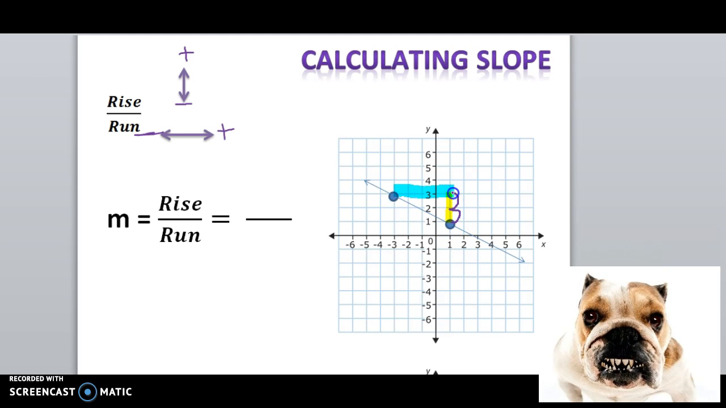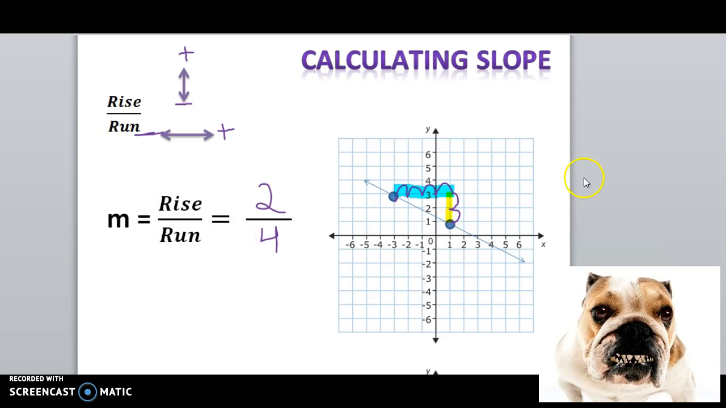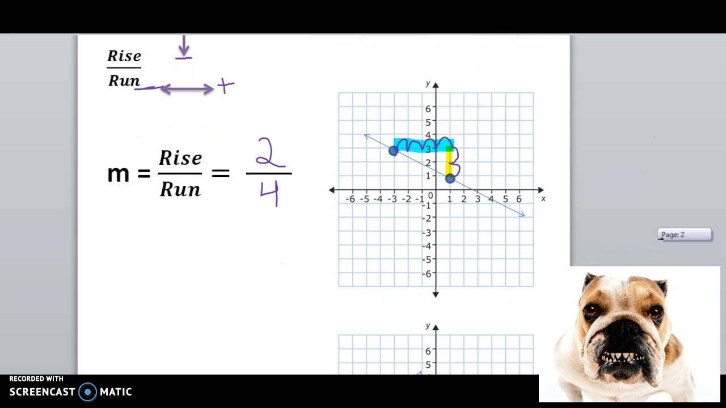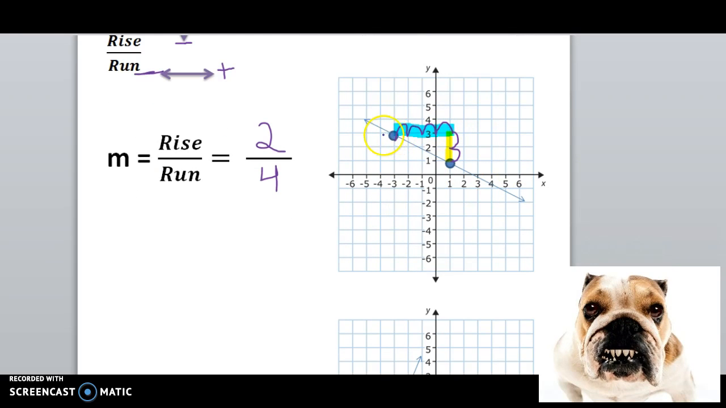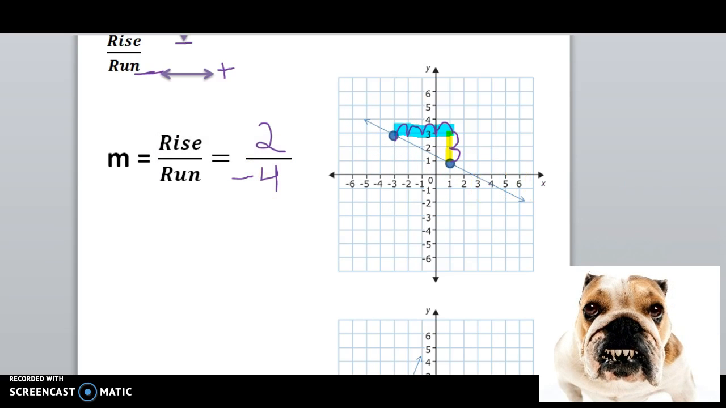I'm going to rise 2. And I'm going to run 1, 2, 3, 4. Now, because I went to the left, or if I look at my line and it's a negative slope, my slope has to be negative as well.